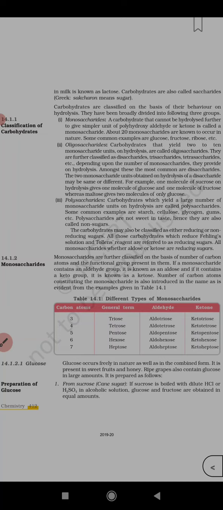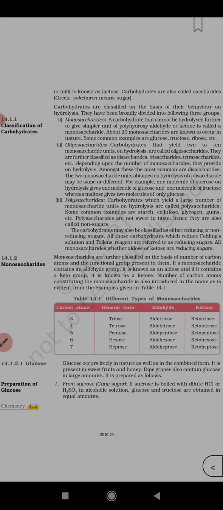If sucrose is boiled with dilute HCl, or any acid like dilute H2SO4, in an alcoholic solution, glucose and fructose are obtained in equal amounts. This is nothing but hydrolysis of sucrose, that is acidic hydrolysis, because it is in the presence of acid. The sucrose formula is C12H22O11 plus water, H+, glucose and fructose are formed.